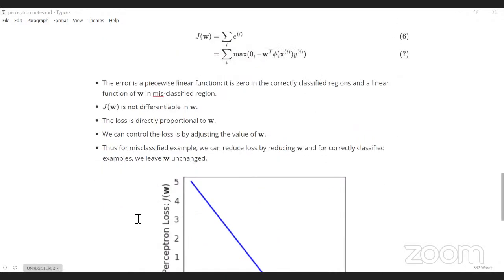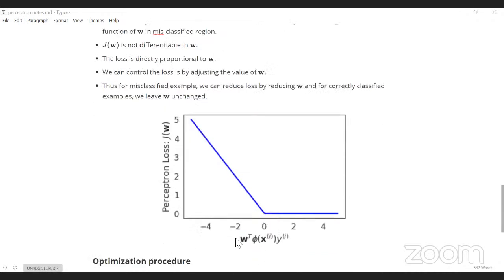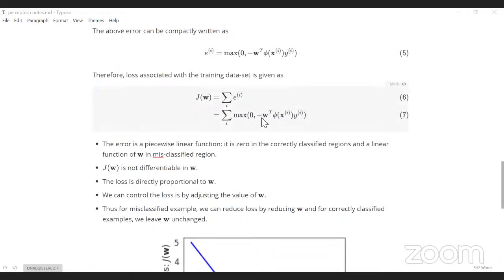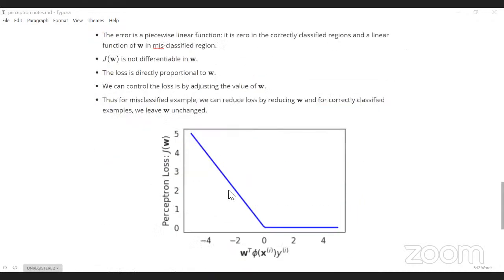If you look at the loss function here, on the x-axis we have taken the linear combination multiplied by the actual label, and here is the loss. This is of the kind max of 0 and minus of x, because on the x-axis you have this thing. So this is the graph of max of 0 and minus x, and this is how your loss function looks.